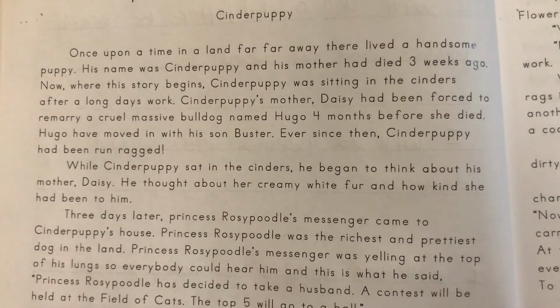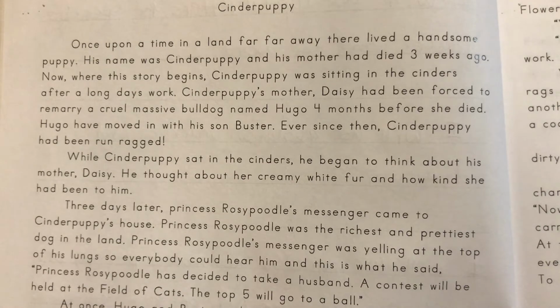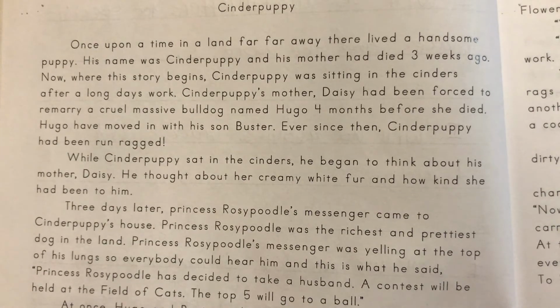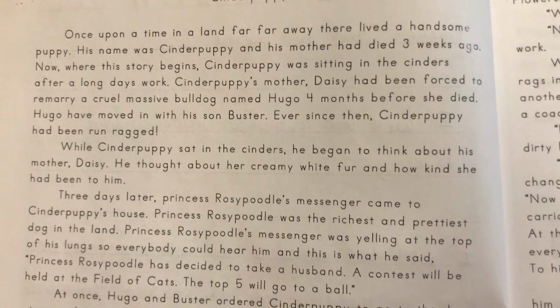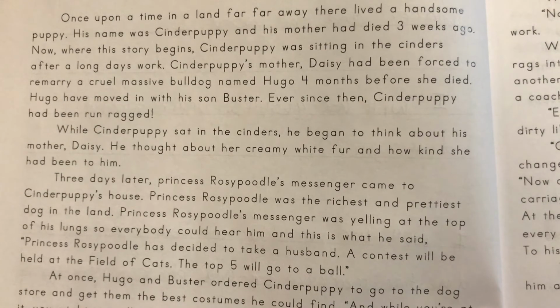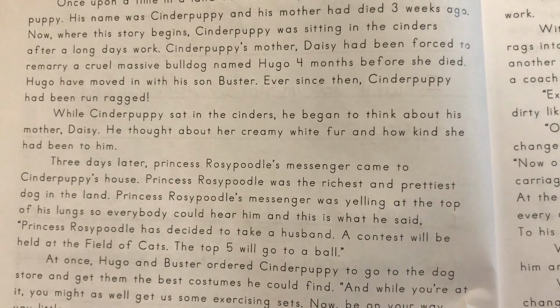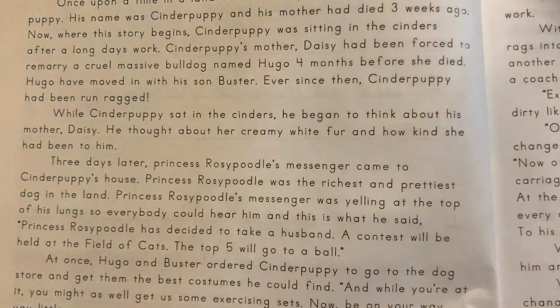Once upon a time, in a land far, far away, there lived a handsome puppy. His name was Cinder Puppy, and his mother had died 3 weeks ago. Now where this story begins, Cinder Puppy was sitting in the cinders. After a long day's work, Cinder Puppy's mother, Daisy, had been forced to remarry a cruel, massive bulldog named Hugo 4 months before she died. Hugo had moved in with his son, Buster. Ever since then, Cinder Puppy had been run ragged.